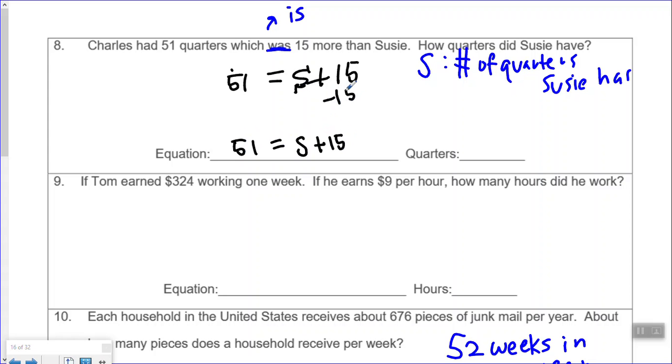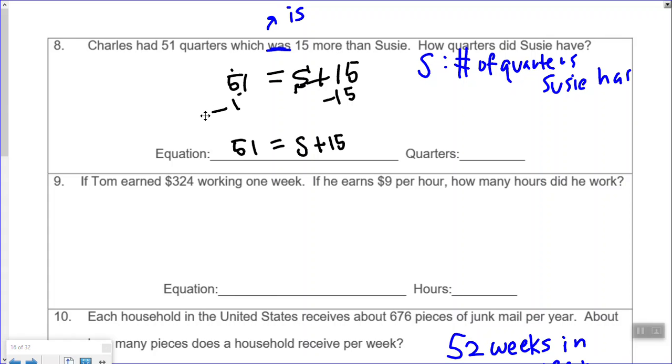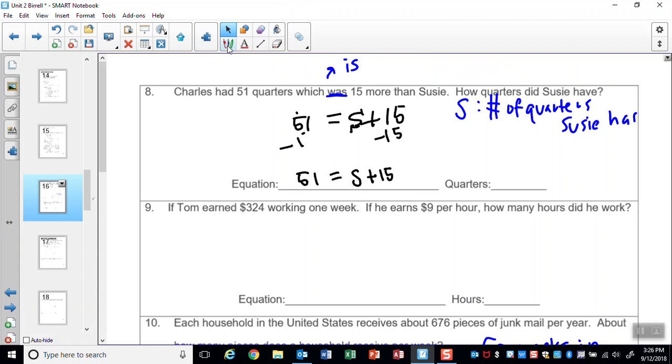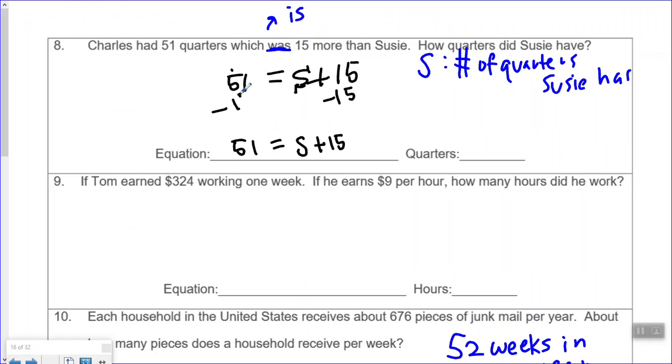Subtract 15 on both sides. Okay, let me go back. And then this will be cancelled. S equals 51 minus 15. Put it in your calculator, it will give 36, right? So Susie had 36 quarters.